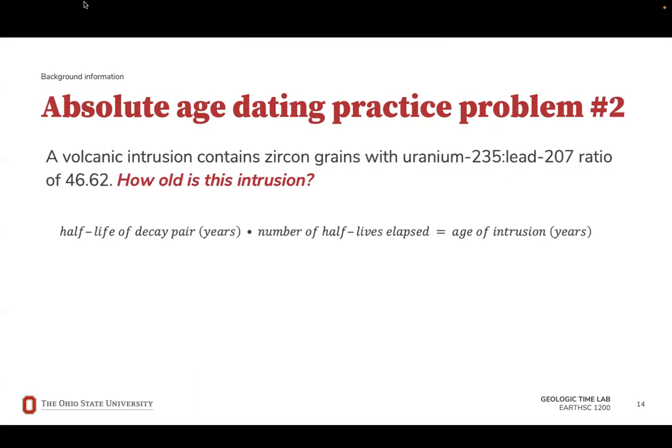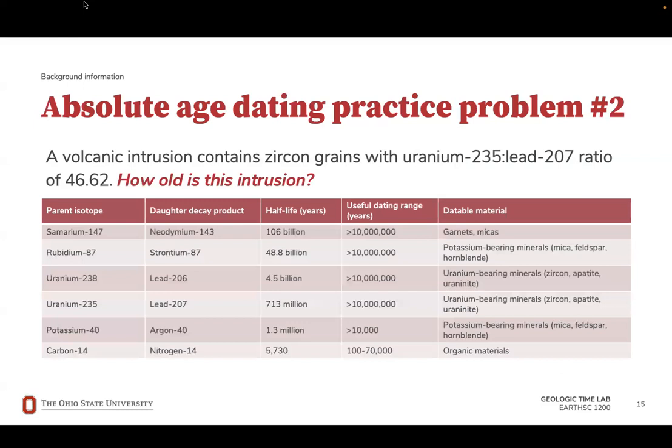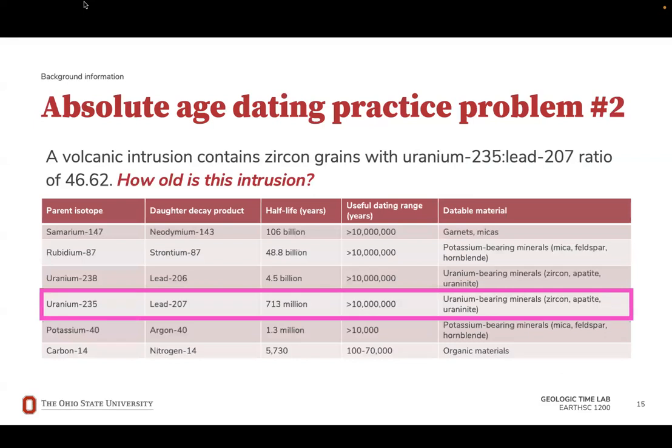A volcanic intrusion contains zircon grains with uranium-235 lead-207 ratio of 46.62. How old is this intrusion? We can find the age of this intrusion by multiplying the half-life of uranium-235 by the number of half-lives that have already elapsed. First, we'll use the table of isotopes used for absolute age dating to find the half-life of uranium-235, which is 713 million years.